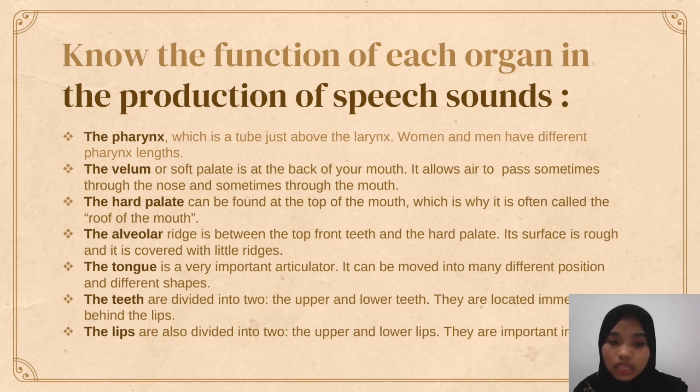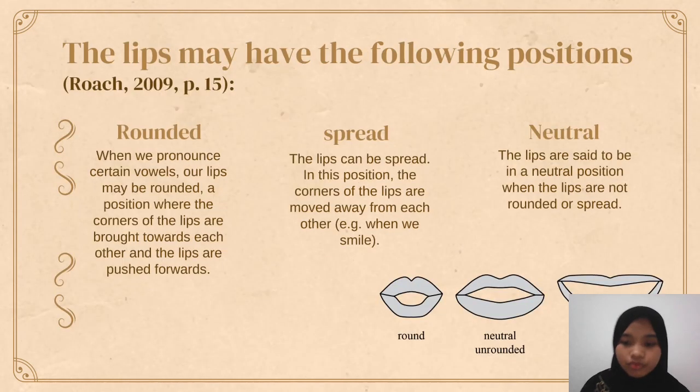And the next is the teeth. The teeth are divided into two, the upper and lower teeth. They are located immediately behind the lips. And the next is the lips, which are also divided into upper and lower. Okay, the next, the position of the lips, from Roach in 2009. The first position is round. When we pronounce certain vowels, our lips may be round, like you see in the image.